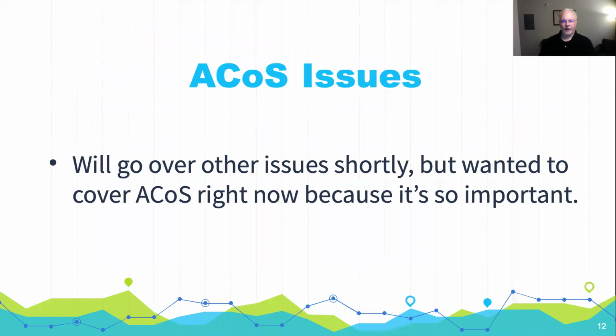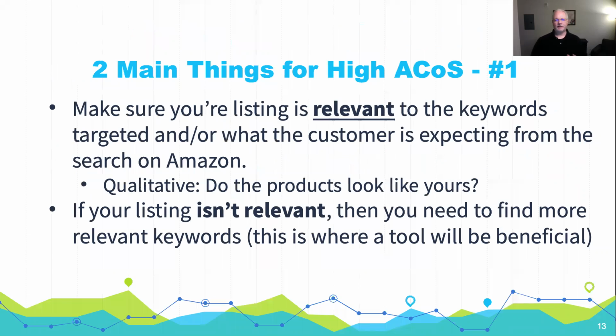Just wanted to go over a quick look at ACoS issues that people run into and that you can deal with. There are two main things that are usually causes for a high ACoS, and here's what you can do about it. Make sure that the listing is relevant. We were talking about getting the keywords into the title, at the beginning of the title, and also is it really what the customer is expecting for a search on Amazon?